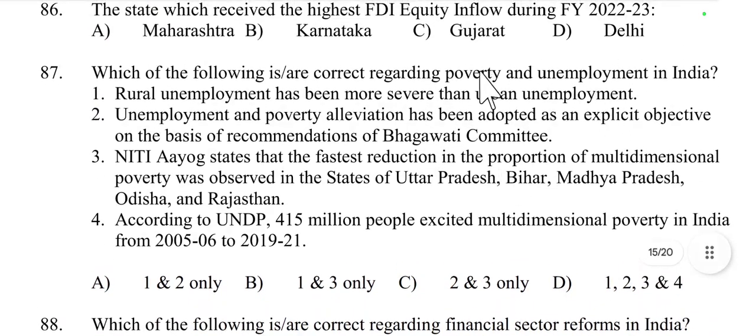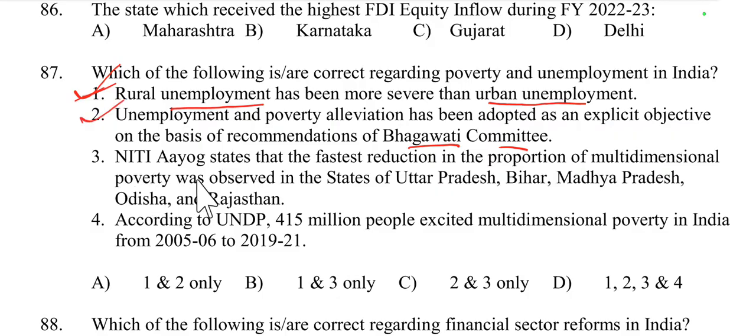Then question number 87. Which of the following is/are correct regarding poverty and unemployment in India? First one is rural unemployment has been more severe than urban unemployment. Yes, rural unemployment is larger than urban unemployment. So option 1 is correct. Then unemployment and poverty elimination has been adopted as an explicit objective on the basis of the recommendation of the Bhagwati Committee. Yes, so option 2 is also correct.